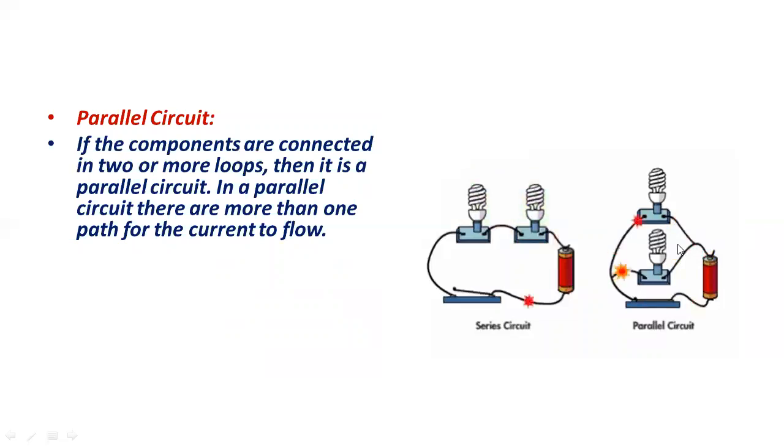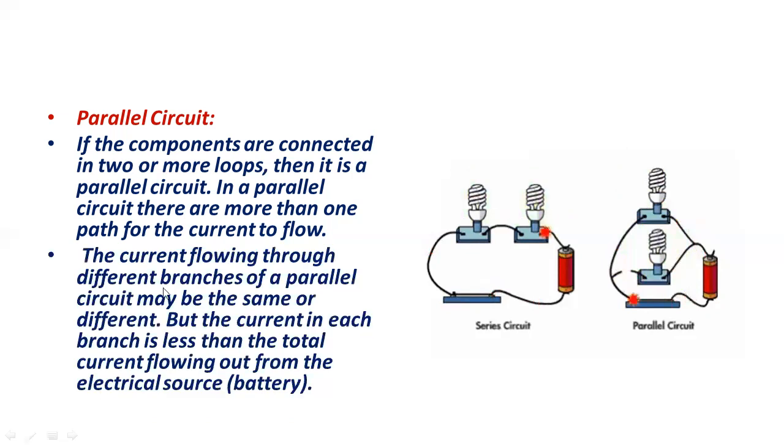In a parallel circuit, there is more than one path for the current to flow. This is one of the paths and this is another path. You can see the flow of current, these red currents, passing in two ways. This is the first path and that is the second path for the current to flow. So in a parallel circuit there is more than one path for the current to flow.